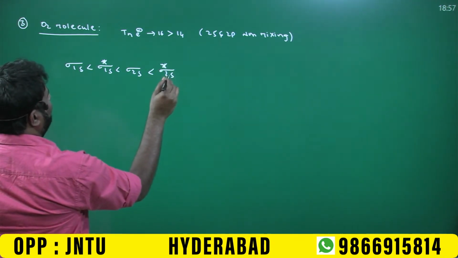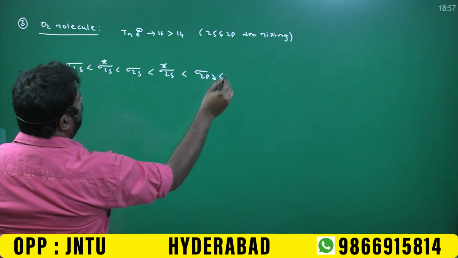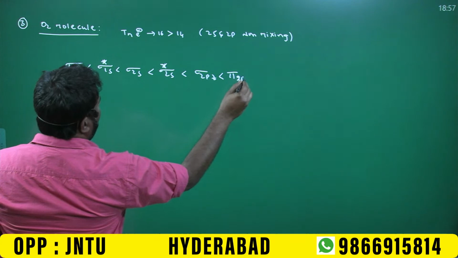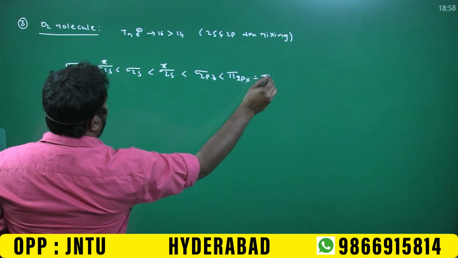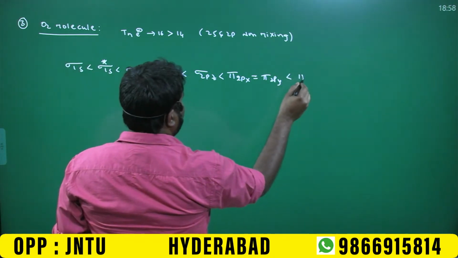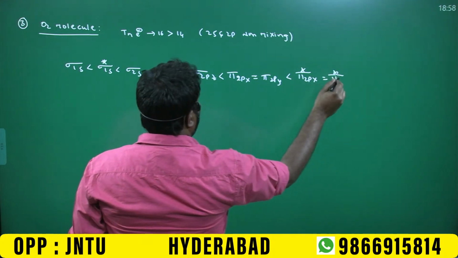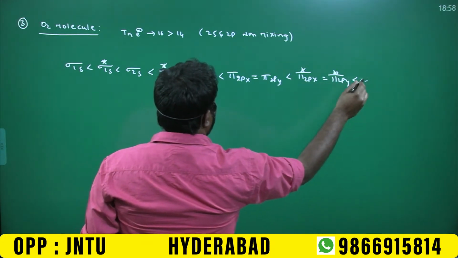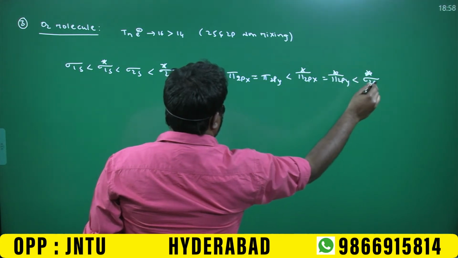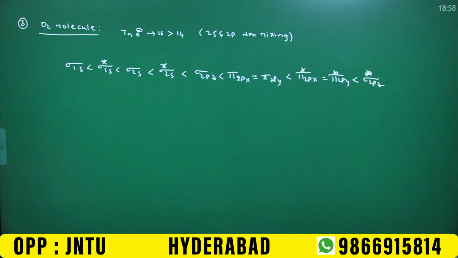But there is a change you can find. What is that? Sigma 2pz comes first, then pi 2px and pi 2py come later. Pi 2px equal to pi 2py, then less than pi star 2px equal to pi star 2py, which is less than sigma star 2pz. This is the molecular orbital order.